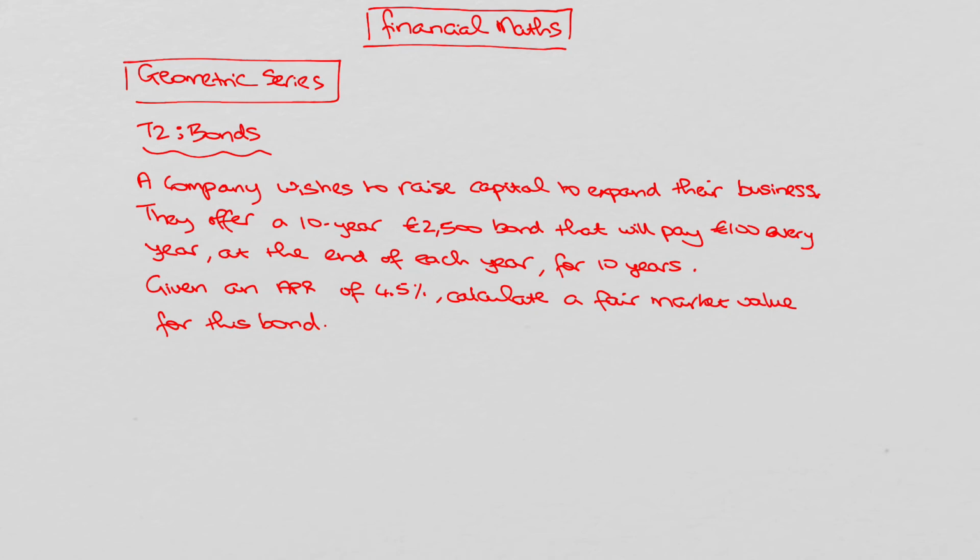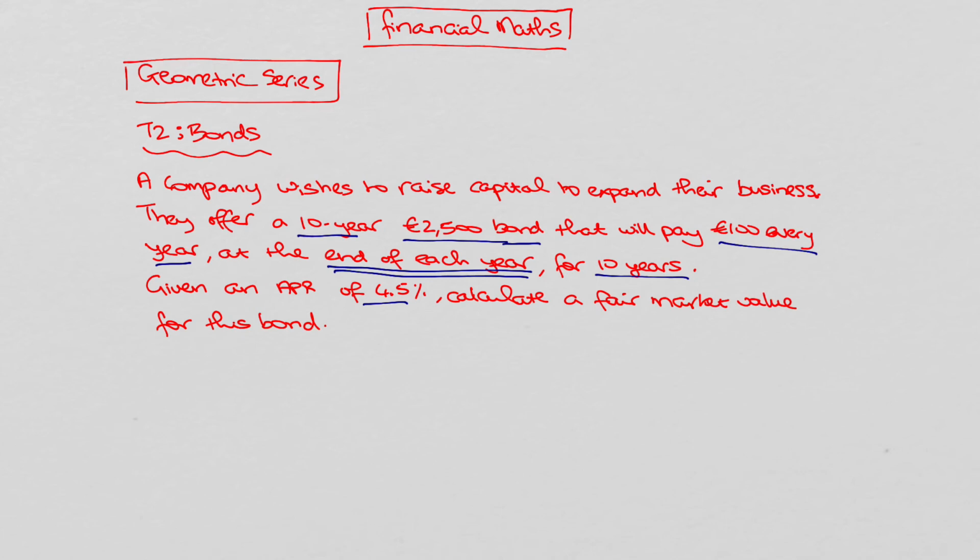So in this particular example here, we have a company that wishes to raise capital to expand their business. They offer a 10-year, €2,500 bond that will pay €100 every year at the end of each year for 10 years. And we're given an APR of 4.5%. It says, calculate the fair market value for this bond. In other words, what would somebody pay for this bond today so that they receive €100 at the end of every year for 10 years?